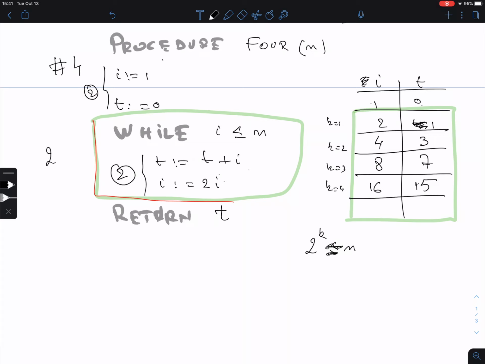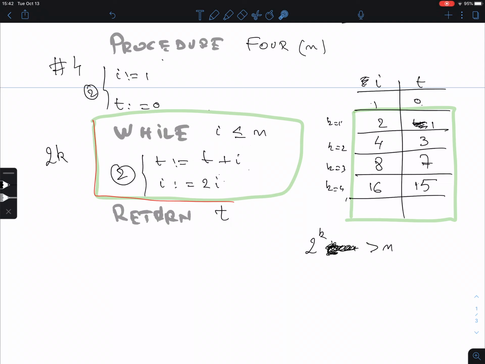Because this will be carried out k times. I'm going to carry it out as many times, 1, 2, 3, 4, k equals 1, 2, 3, 4, until the number I get, until this 2 to the k is bigger than n. Until I get into this situation, because that will bring me out of my loop.